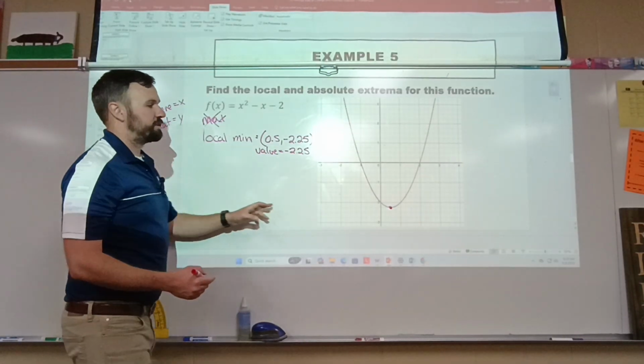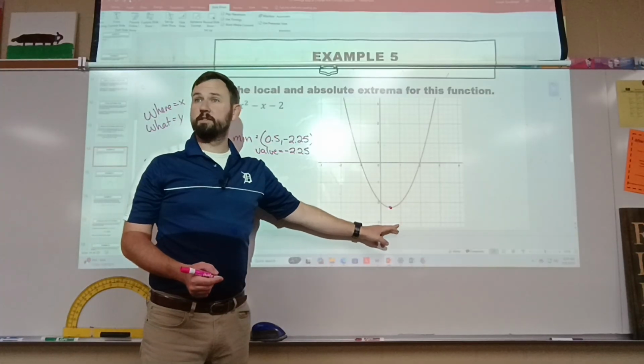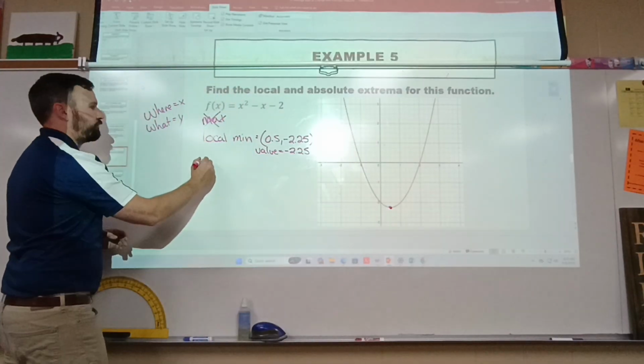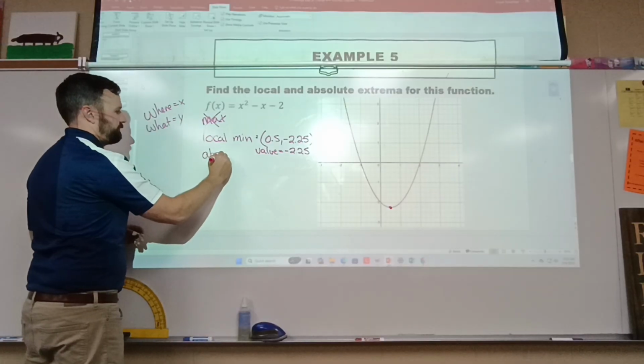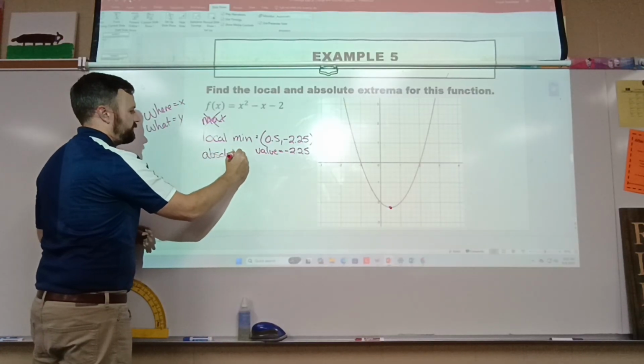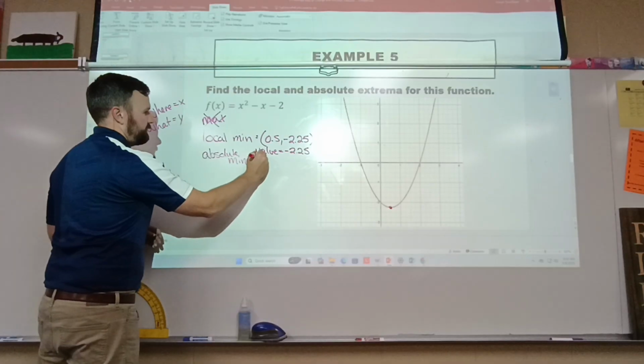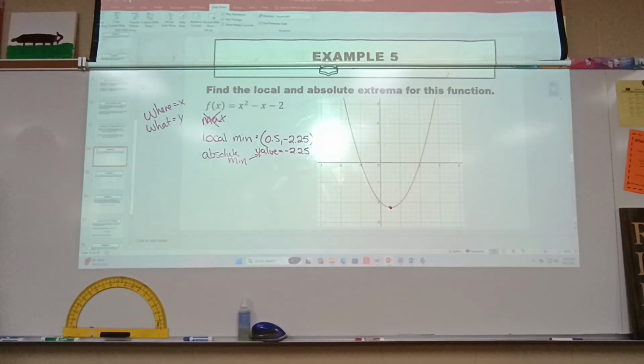Now, what's crazy about this one is, are there any points below this? No, so this is also your absolute. They're the same value. They're the same exact thing. Depending on the book, a lot of them that we did, you would just write the absolute min as this because then it's assumed it's also the local. You'll see when you do your homeworks, you just have to know absolute. You'll be all set.